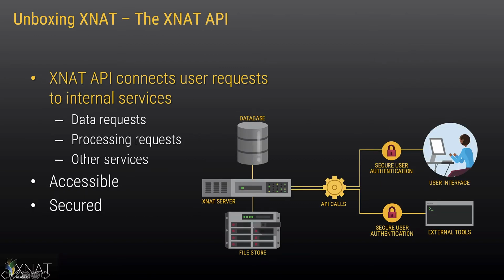At the core of XNAT is its API, which is used to access core XNAT services, such as uploading, downloading, removing data from your system, triggering data processing, or performing any number of other services. The API is accessible outside of the XNAT user interface, allowing scripted interactions and integrations with other applications. However, the API is tied to the user permission model, and this ensures the appropriate security for each action.